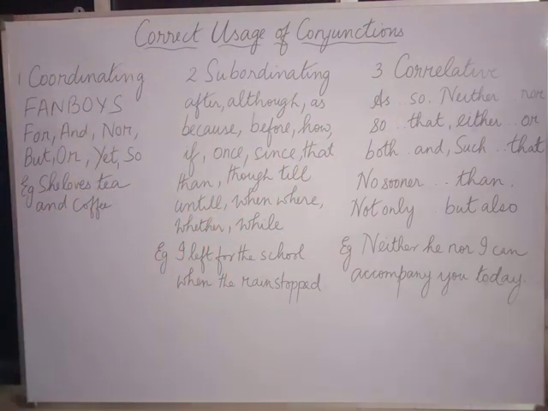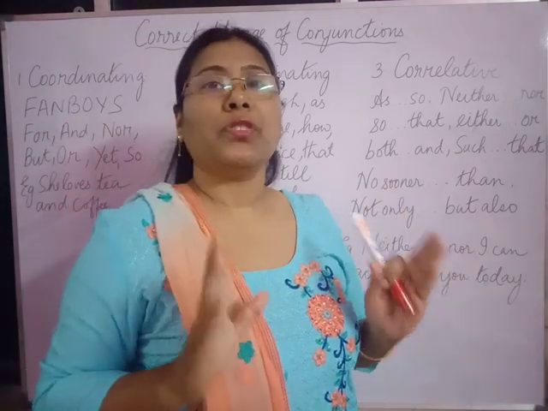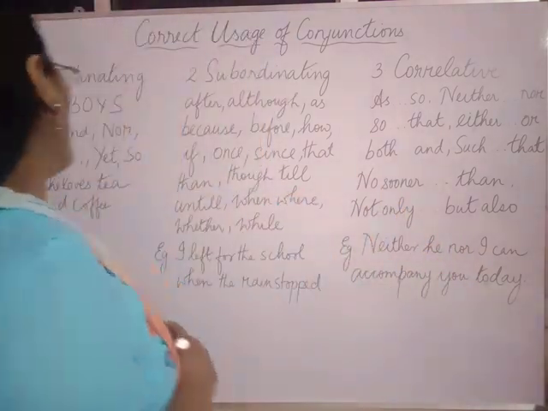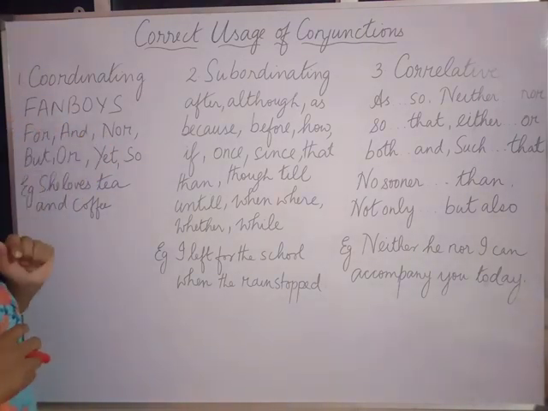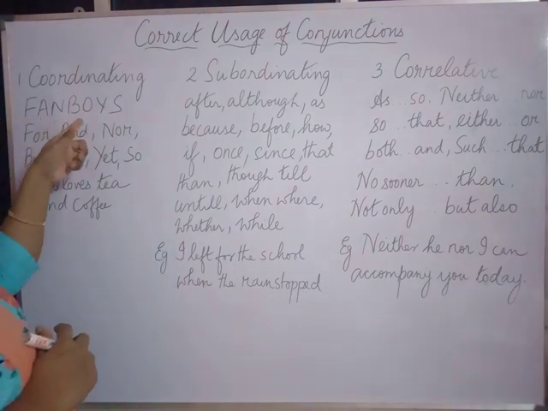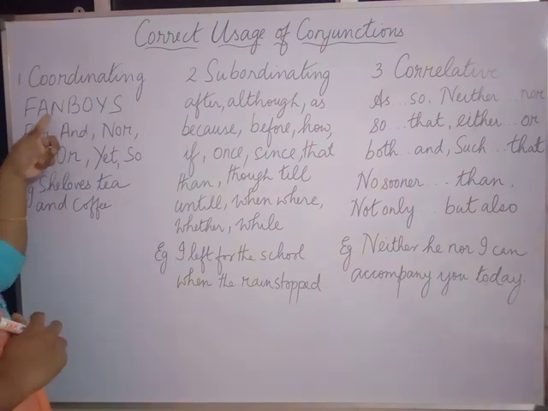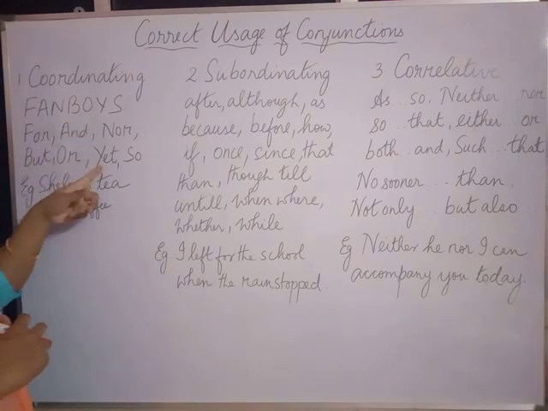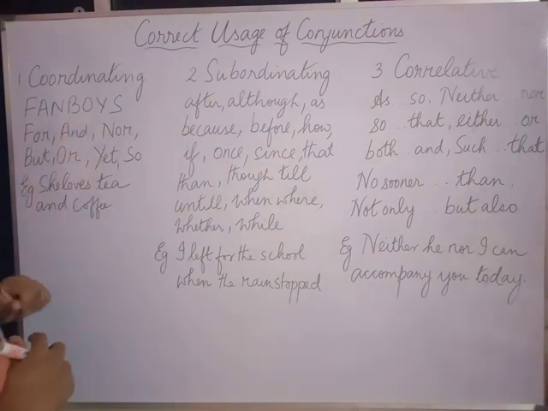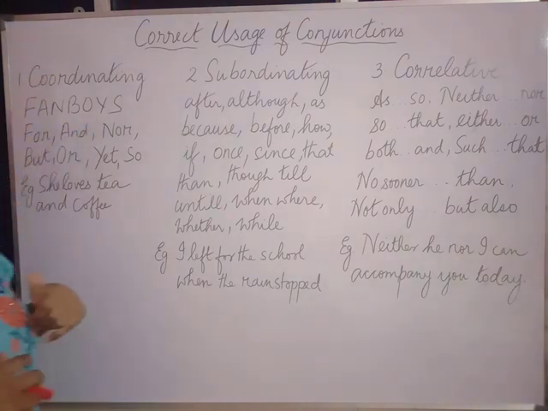Now what is coordinating conjunction? Coordinating conjunction joins two statements of equal importance, with these words. Now FANBOYS, this is the acronym of FANBOYS: F for for, A for and, N for not, B for but, O for or, Y for yet and S for so. Now if you can remember this FANBOYS, you will remember your coordinating conjunctions.